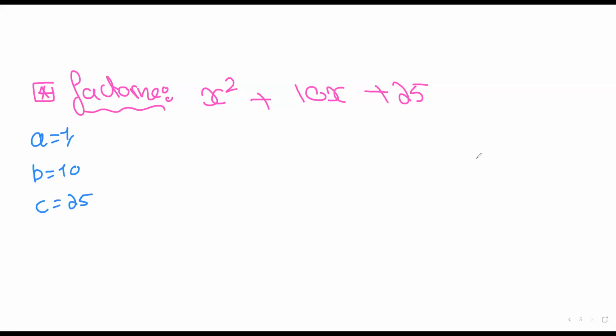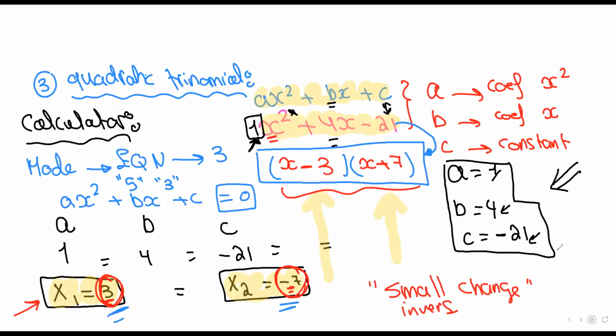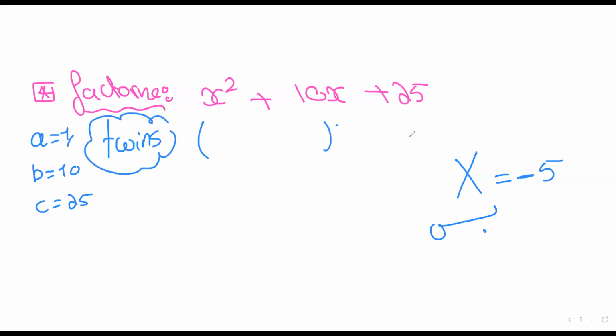So you will notice that the calculator did not give x1 and x2 as in these examples. The calculator just gave one value. It gave me only one x, which is -5. Does this mean my factorization is one bracket? No. It means that my factorization is twins. And what do I mean by twins? I will have two identical brackets. So -5, I will insert it in both brackets.